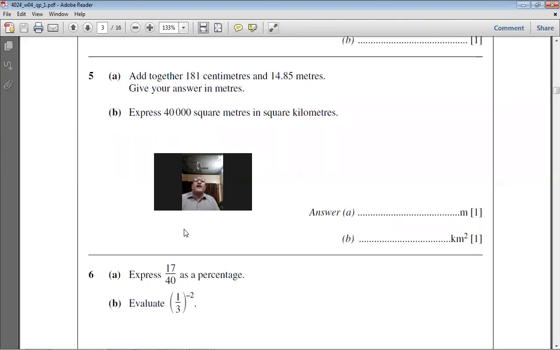He says add together 181 centimeters and 14.85 meters. Give your answer in meters. So we want to add both these quantities. The only problem with these two quantities is their units are not the same. We want the answer in meters, so I can convert 181 centimeters into meters. For that purpose, I will divide 181 by 100. Then it will be converted into meters. Then I can easily add up both the quantities.